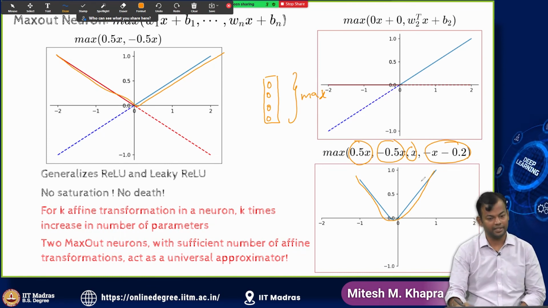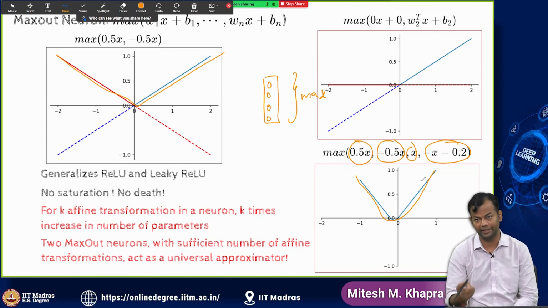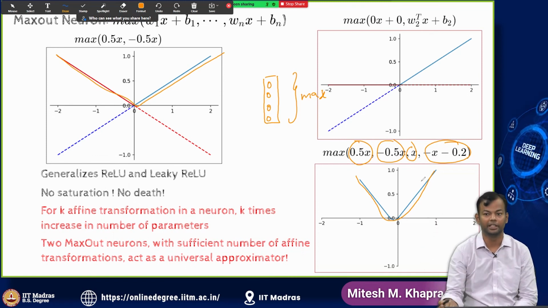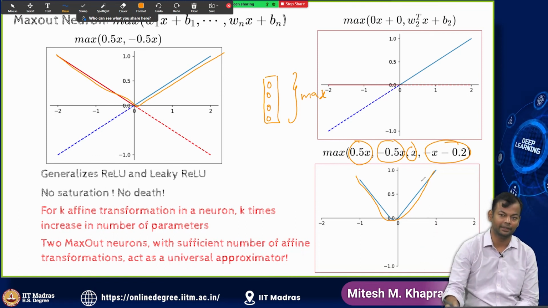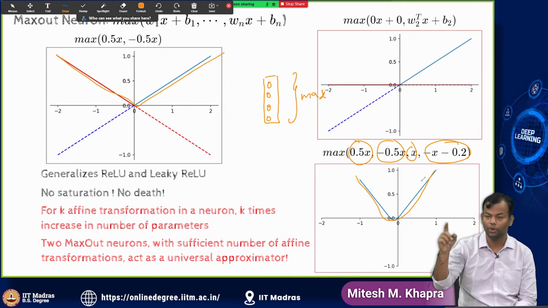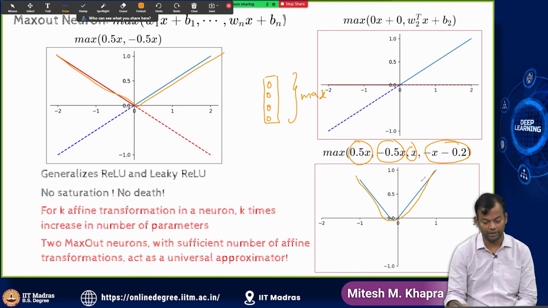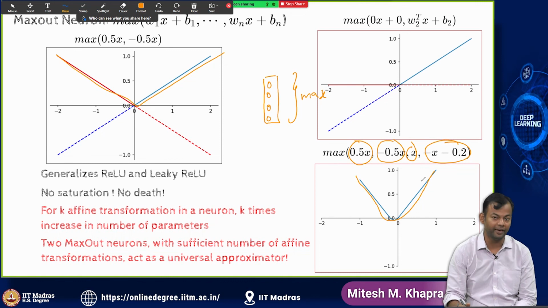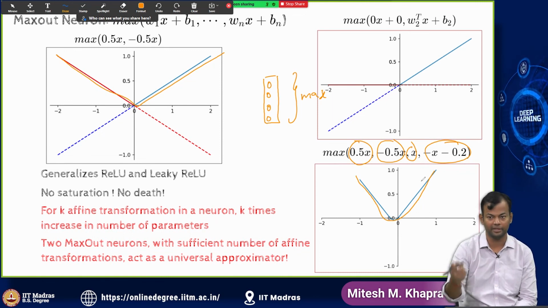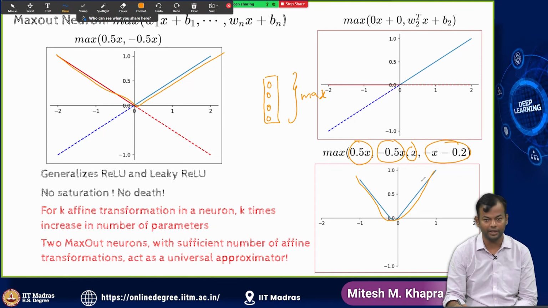And of course, it has the other benefits. There is no saturation, no dead neurons now, because the gradient will flow through the max path. At least one of the neurons would be greater than 0, and as long as it is greater than 0, you would have some gradients flowing. And for multiple affine transformations, the more you have, there is a proportional increase in the number of parameters. You could think of that as a disadvantage.